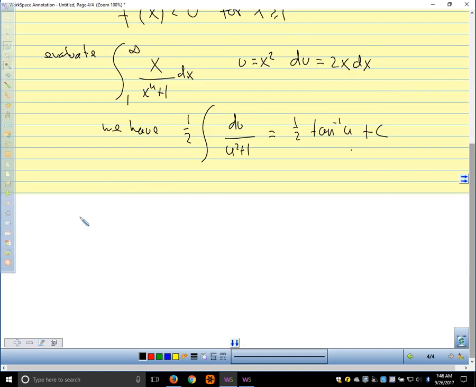All right, so we're looking at this improper integral. For an improper integral, the limit as b approaches infinity, the integral from 1 to b, because we can't evaluate an integral at infinity. Infinity is not a number. We have to approach infinity.